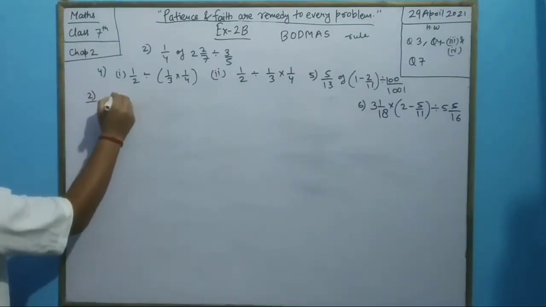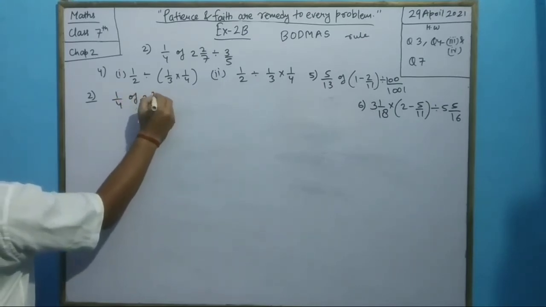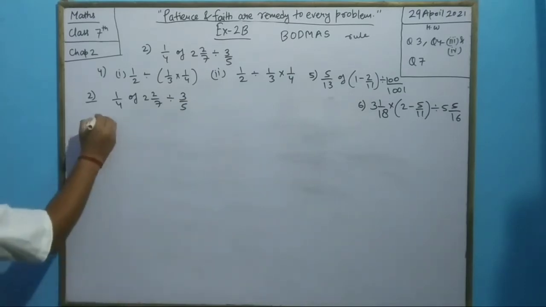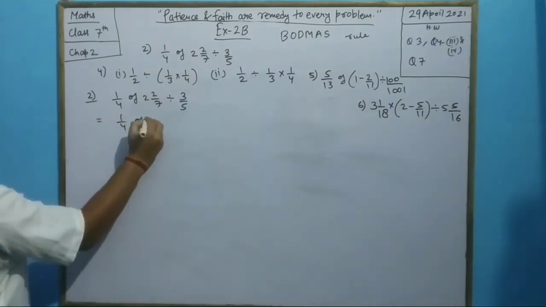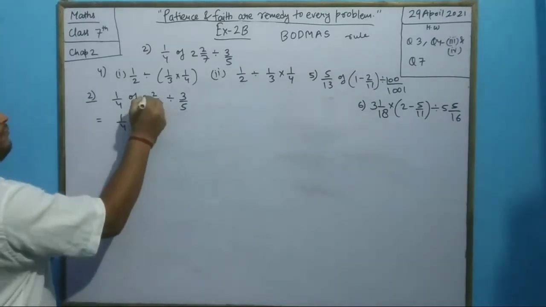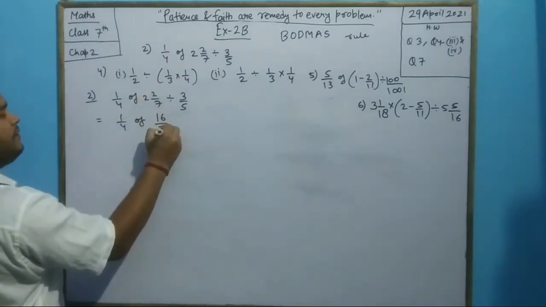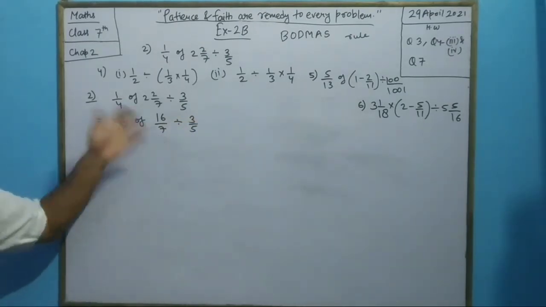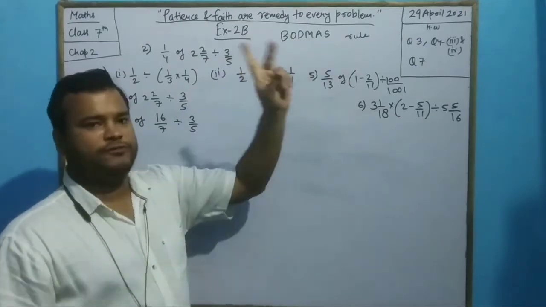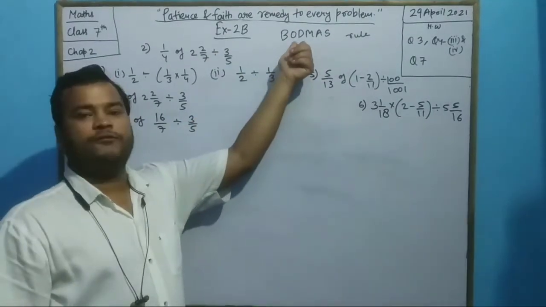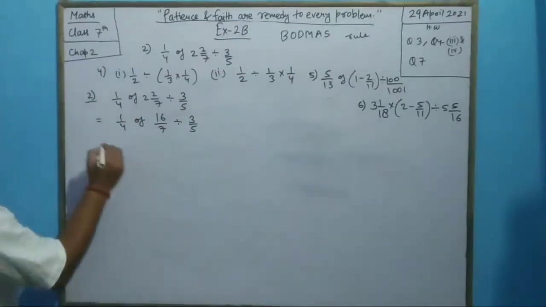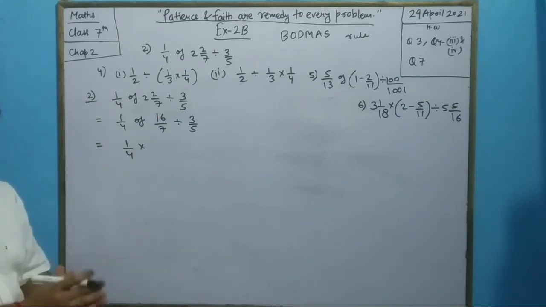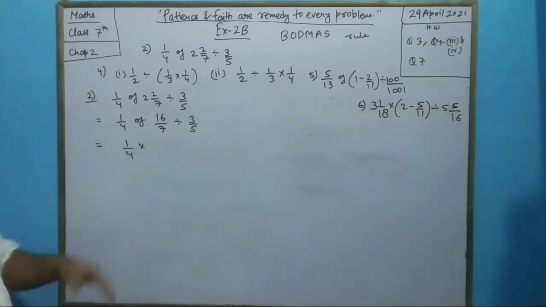Let's take question number 2, that is 1 upon 4 of 2 by 7 divided by 3 upon 5. Here the mixed fraction is converted into an improper one: 7 times 2 is 14, 14 plus 2, that is 16 upon 7, divided by 3 by 5. As you know, here it is "of". I have told you "of" and brackets come first and division comes later. So we will operate "of", which is also known as multiplication. But when "of" is there, we need to operate it first before the division.